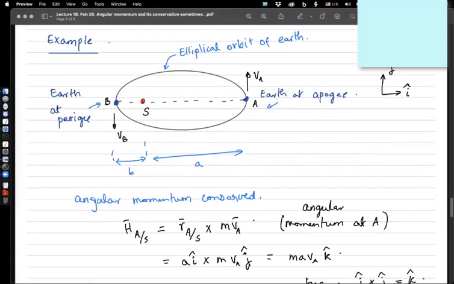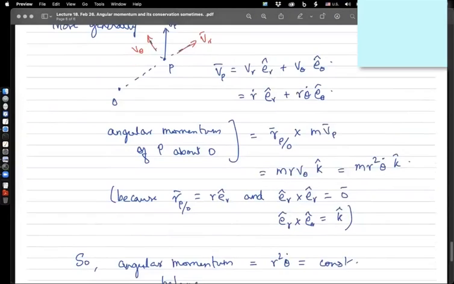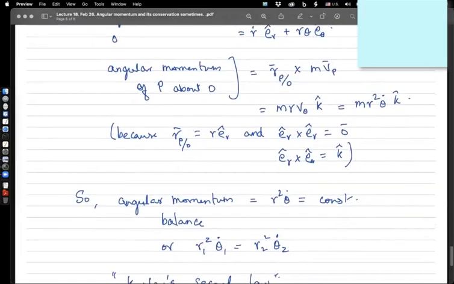If you have some point P and define some theta, then the rate of change of theta is theta dot, then r square theta dot, or r times v theta, which is the perpendicular velocity, that's basically constant. If you take 2 points, 1 and 2, r squared theta dot is equal at those 2 points. Any questions?